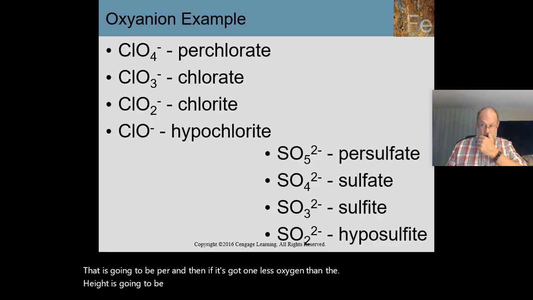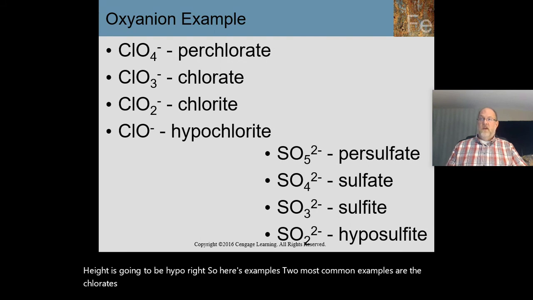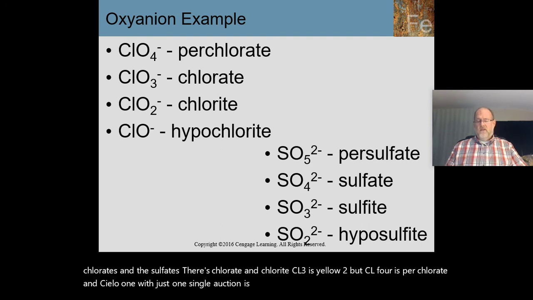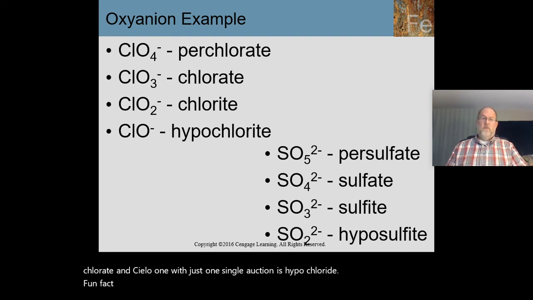So here are examples. The 2 most common examples are the chlorates and the sulfates. There's chlorate and chlorite, ClO3 and ClO2, but ClO4 is perchlorate, and ClO with just 1 single oxygen is hypochlorite. Fun fact, that's the active ingredient in bleach.